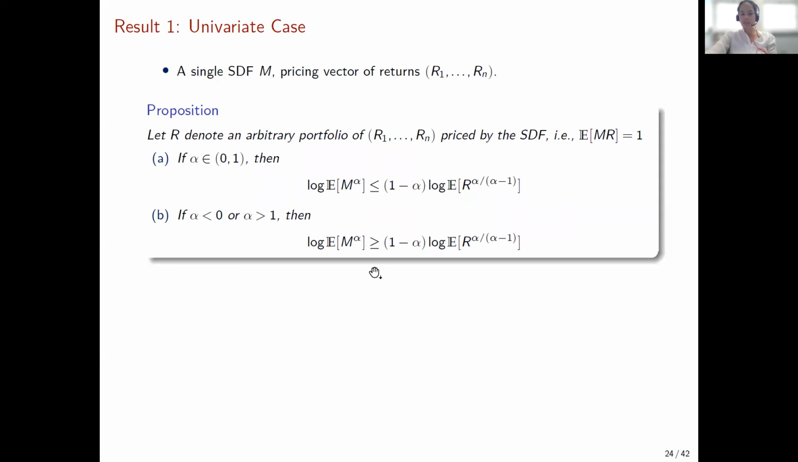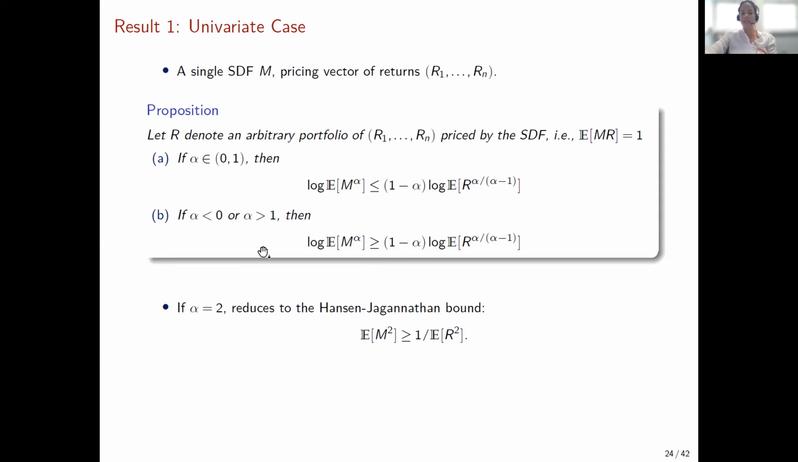So what does this result tell us? It tells us that we can upper and lower bound the moments of the stochastic discount factor. So if alpha takes different values, if alpha is equal to 1, we have the mean. If it's equal to 2, we have the variance. We can always bound it by the return distribution here.